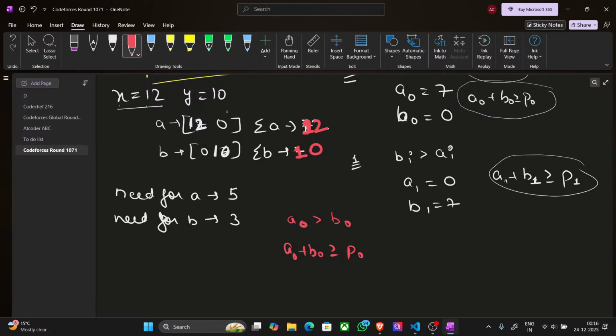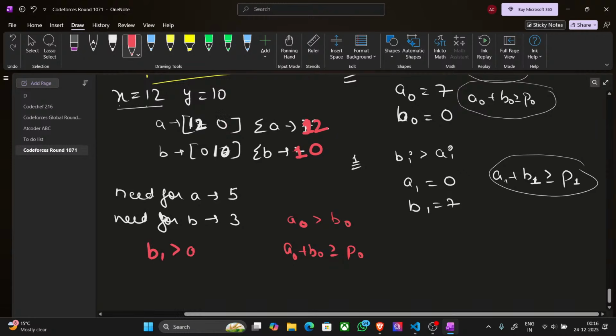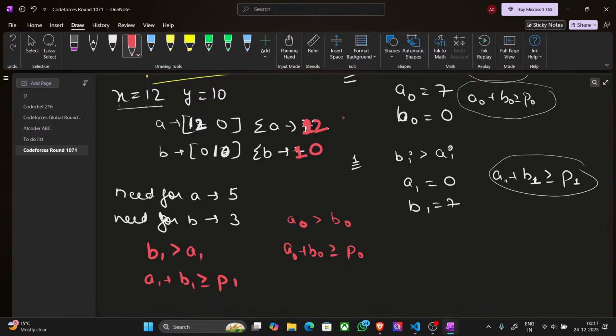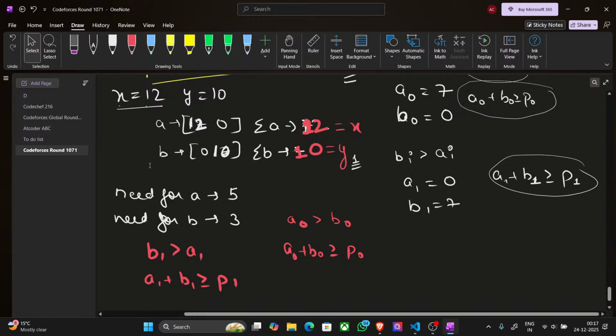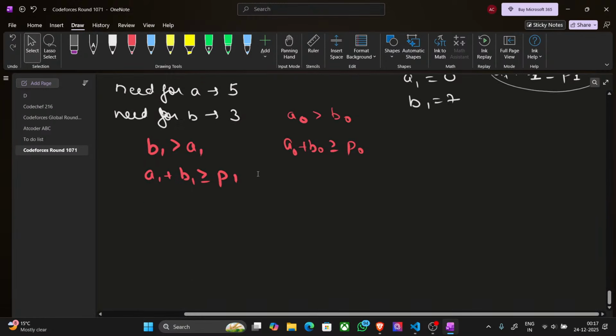And for the first index also, B1 is greater than A1 and A1 plus B1 is greater than or equal to P1. So all these conditions are satisfied, plus summation of A is equal to X and summation of B is equal to Y. These are also satisfied. So I can say what I can do.